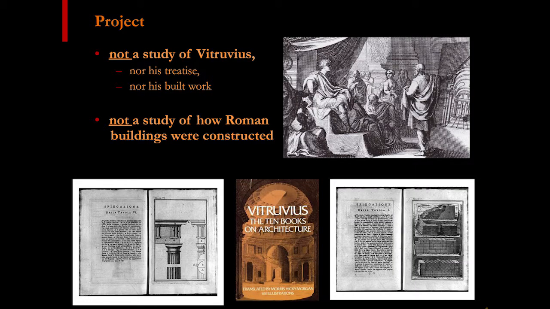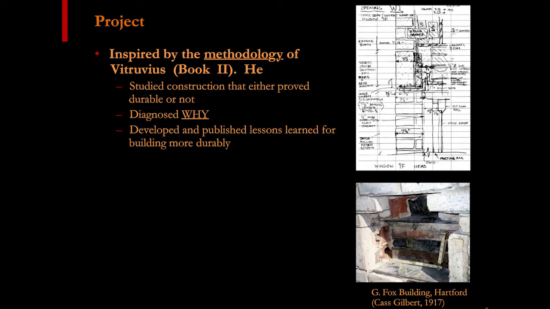So my research project in Rome wasn't really a study of Vitruvius, the man, the treatise, or his built work, and it wasn't per se a study of how Roman buildings were constructed, but I think that was a means to the end of studying more about durability. And I was really inspired by his methodology, particularly in Book 2. What he described in Book 2 is he went back and studied construction, Roman and also Greek, that had either proven durable or not. And he looked at both with a very careful and discerning eye and figured out and diagnosed why certain types of construction had proven durable and held up over time and why others had crumbled and fallen to ruins.